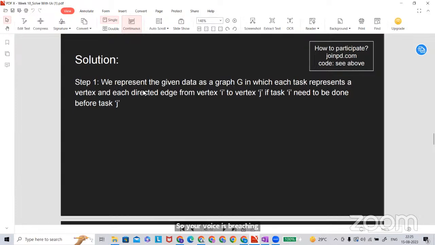Whatever data is given, we'll try to graph that. Without drawing the graph, there is difficulty in finding the topological sorting. Is it better now? My voice is breaking? Sir, now it is better, sir.